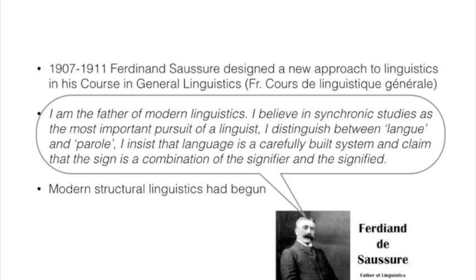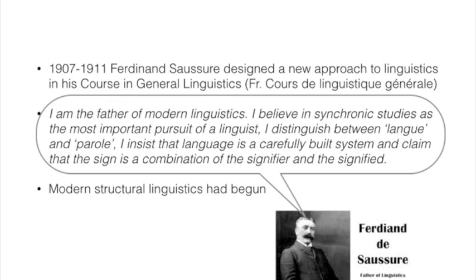Whenever somebody comes, they say something different from what came in the past. In the past, they used to focus on diachronic, historical studies, referring to the past. But he was referring always to now. "I distinguish between langue and parole," and I'm going to talk about these in the following slide. So these are some of his main concepts, langue and parole. And Chomsky afterwards came with his own dichotomy referred to as competence and performance, okay? "I insist that language is a carefully built system," one of his main ideas, system, okay?